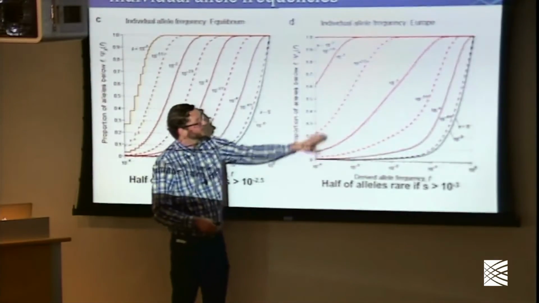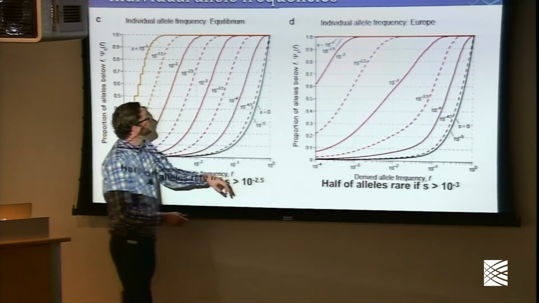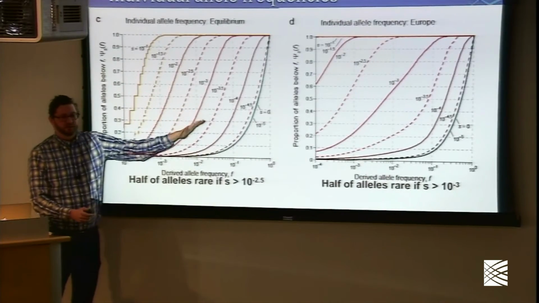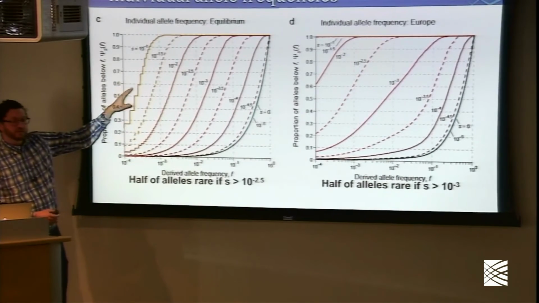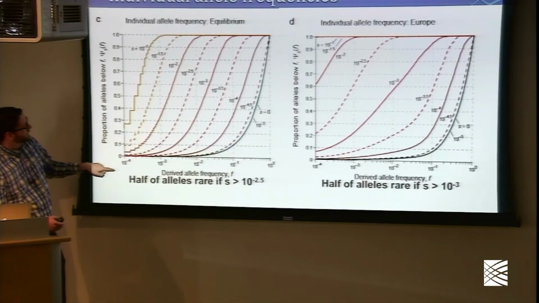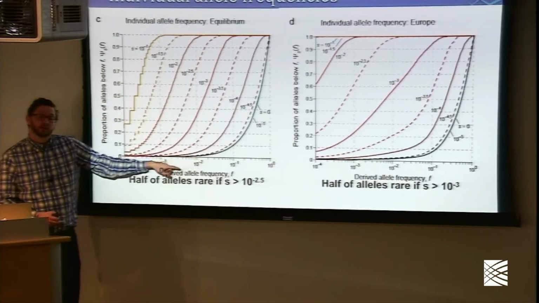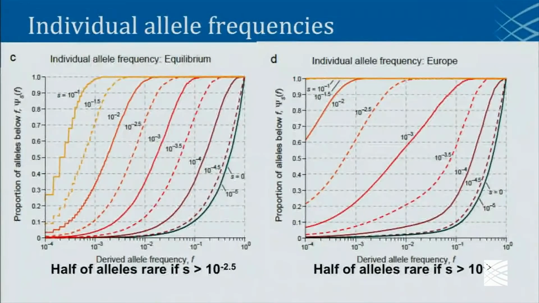Okay, so here, if we think about Europe, let's go through this picture. So we've got each of the various selection coefficients. These are our S's, and on the x-axis here is the derived allele frequency. So that's the actual frequency of the variant in the population. And then this is the proportion of alleles below that frequency.